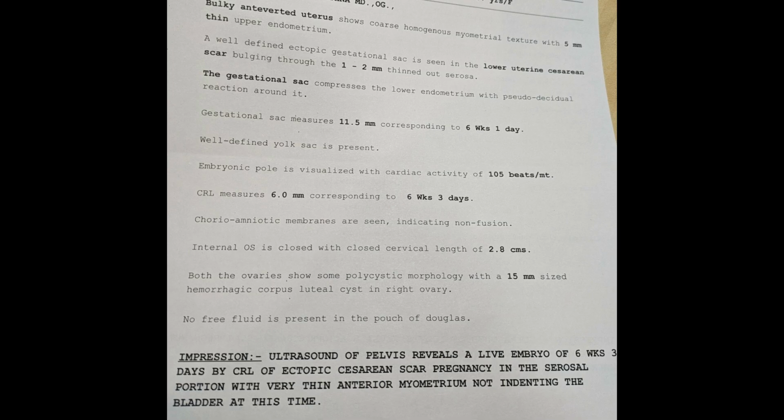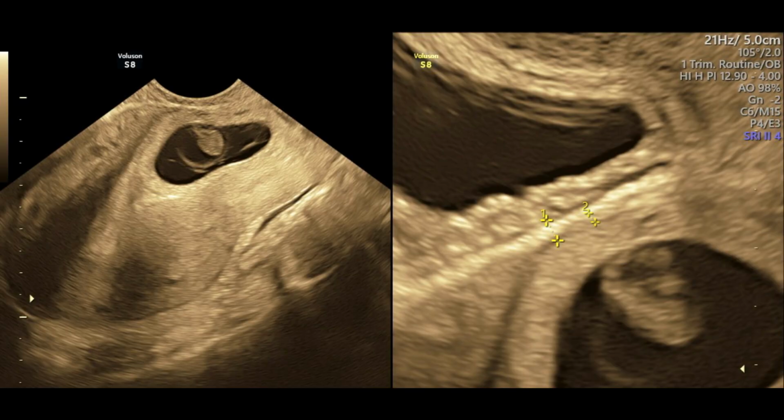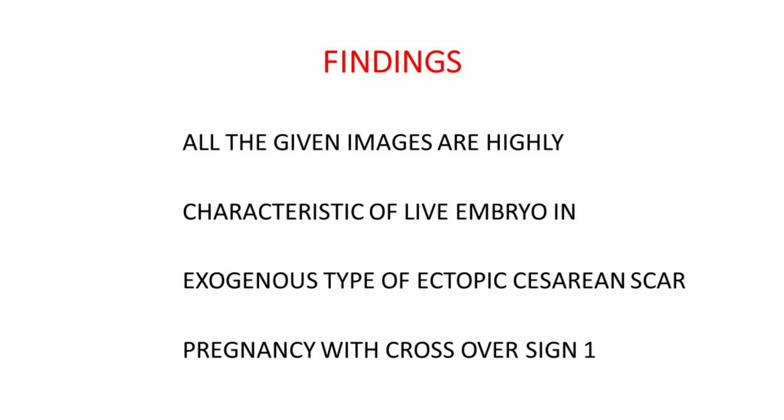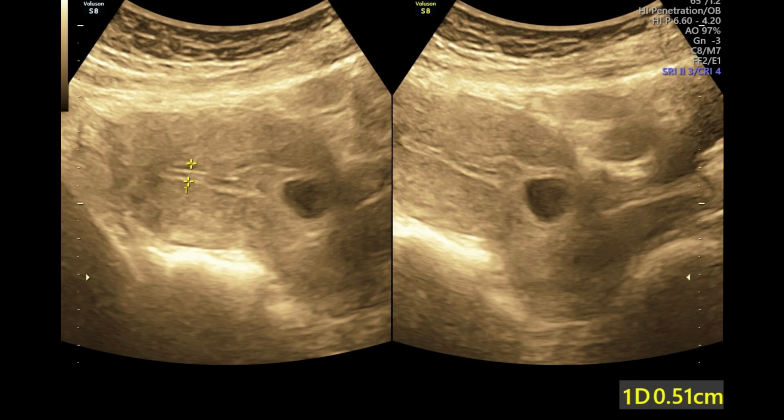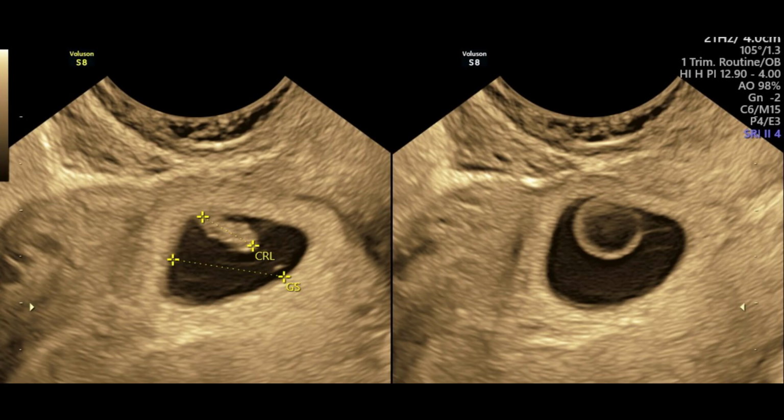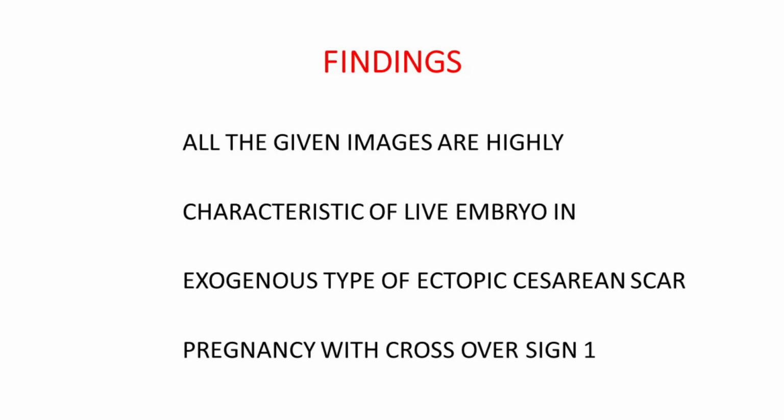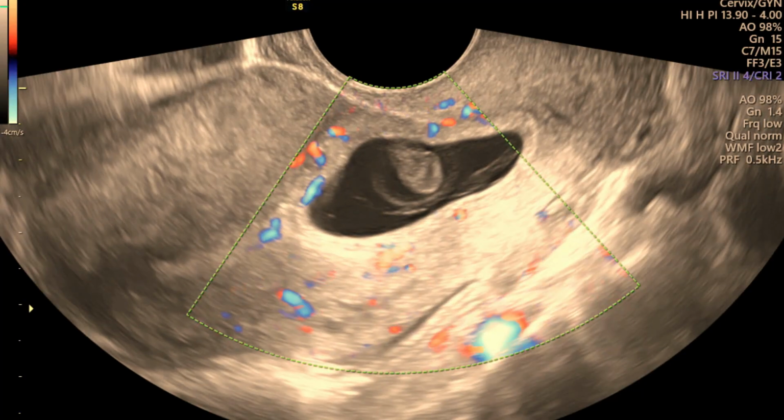There is a live embryo of 6 weeks 3 days by CRL at the level of Cesarean scar with thin anterior myometrium not indenting the posterior bladder wall. All the given images are highly characteristic of live embryo in exogenous type of ectopic Cesarean scar pregnancy with crossover sign 1. I will repeat the diagnosis. There is a live embryo in exogenous type of ectopic Cesarean scar pregnancy with crossover sign 1.